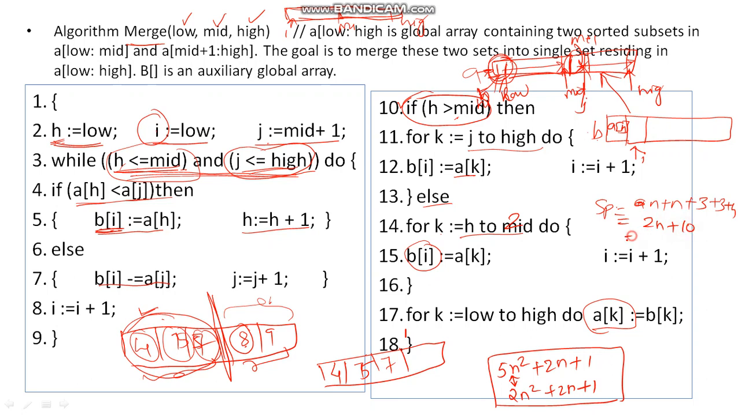In case of bubble sort it was n plus 4, in case of selection sort it was n plus 4, as well as in case of insertion sort it was n plus 4. So the space required for merge sort is 2n, as compared to other algorithms, it requires more space.